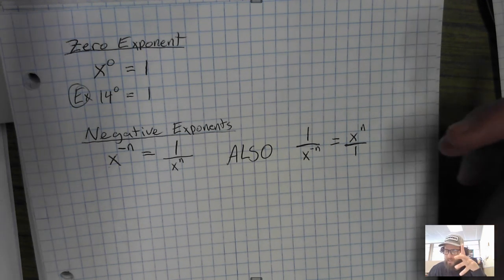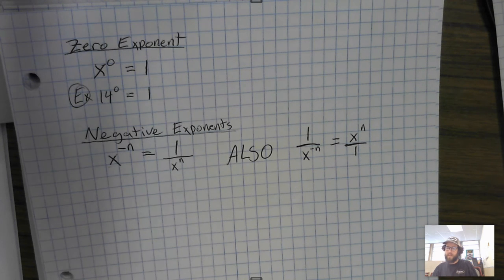All right, guys. So there are all of our properties of exponents. 6.1, we're going to practice with these a lot today. All right, have a good one.